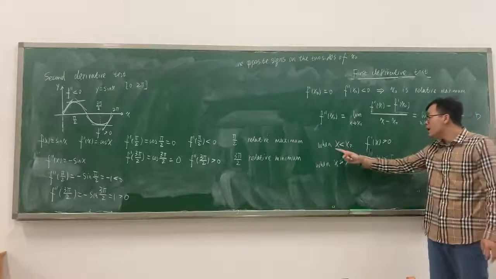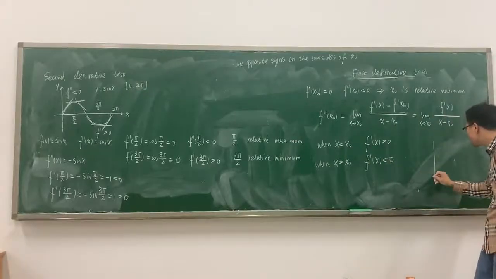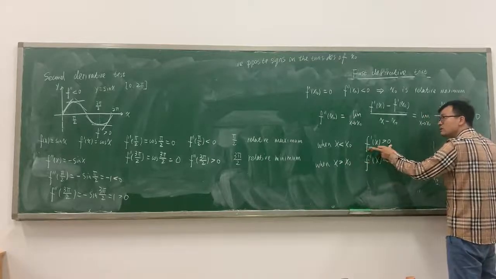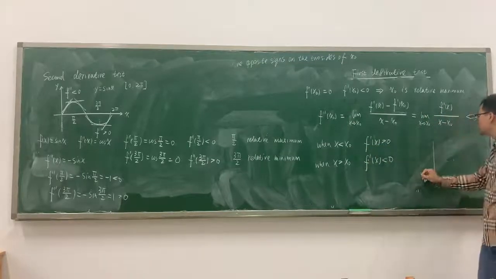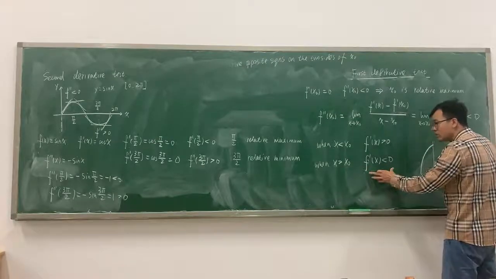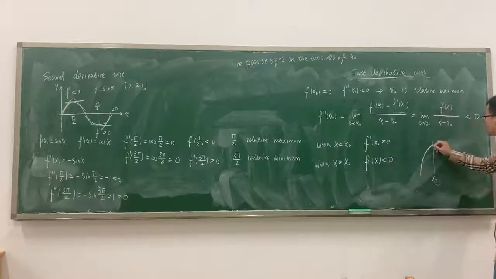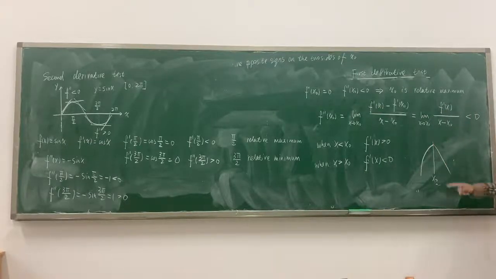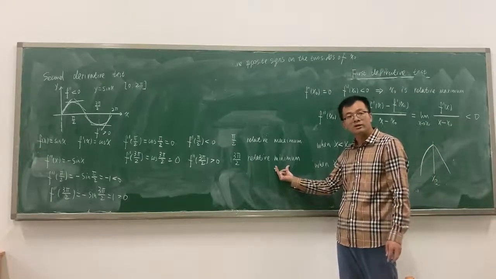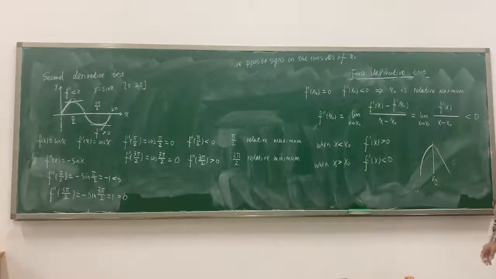So when x is less than x0, f prime is greater than 0, so the function is increasing. When x is greater than x0, f prime is less than 0, so the function is decreasing. So of course this point is a relative maximum. For the other case, it's the same.